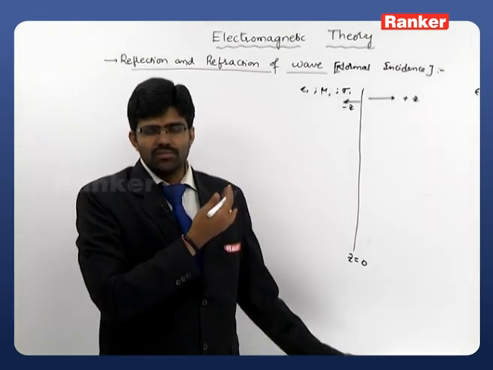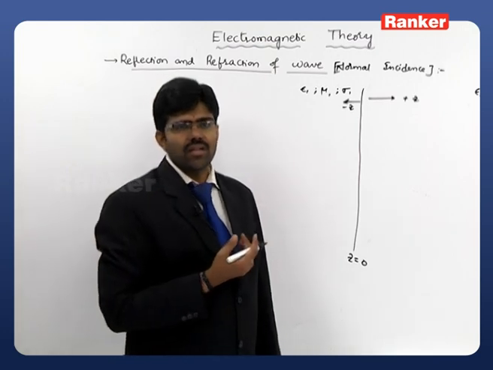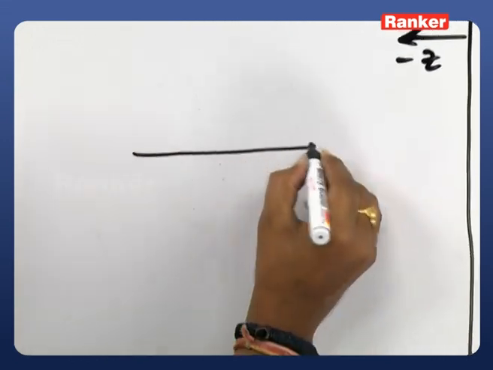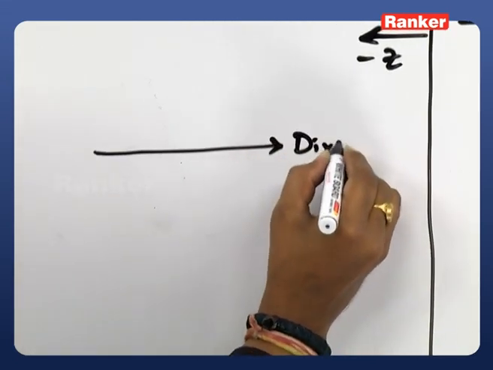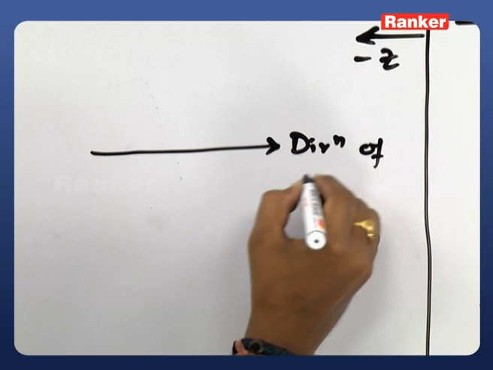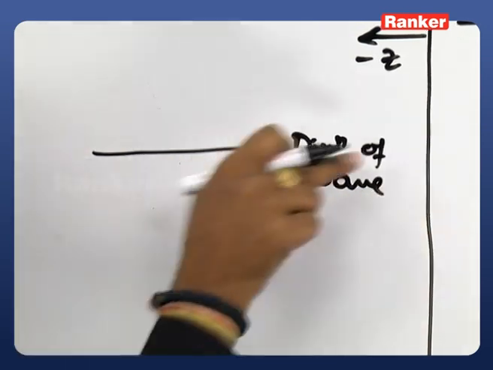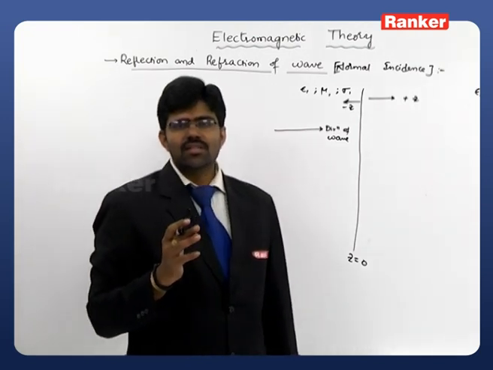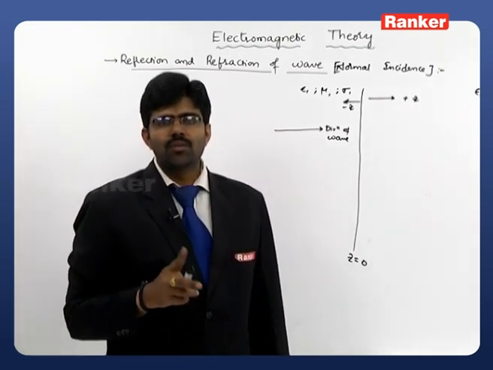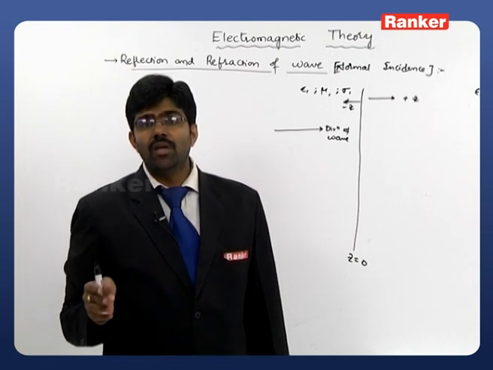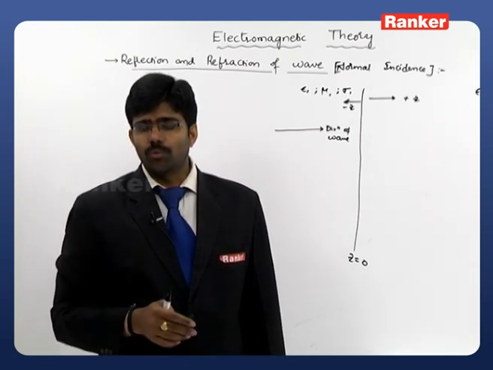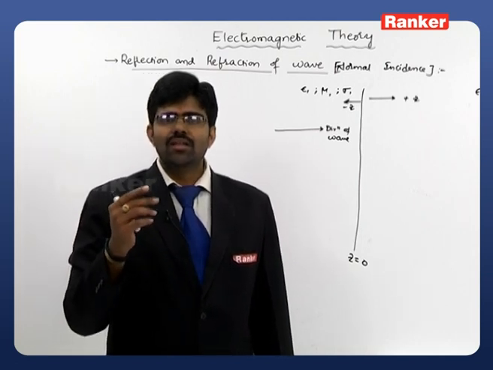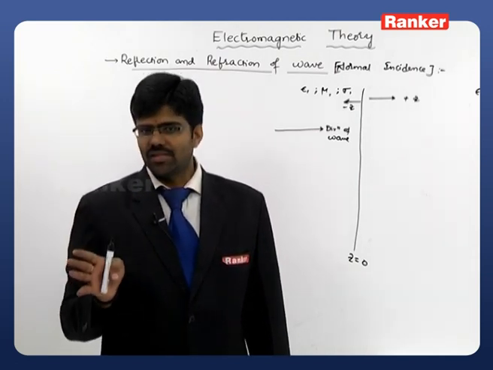In medium 1, the incident wave is there. The incident wave is traveling in which direction? Positive z direction. So clearly take this as the direction of wave propagation. Since it is traveling in the positive z direction and it is a uniform plane wave, it contains the electric field and magnetic field perpendicular to the direction of wave propagation. And I am assuming that the electric field is along the x direction and the magnetic field is along the y direction, right?